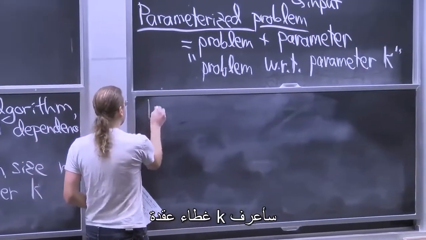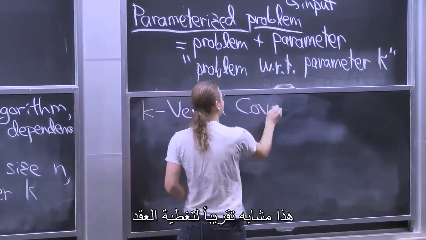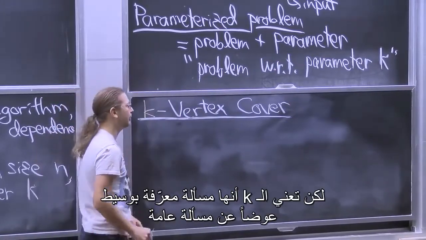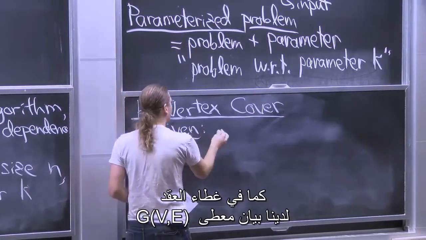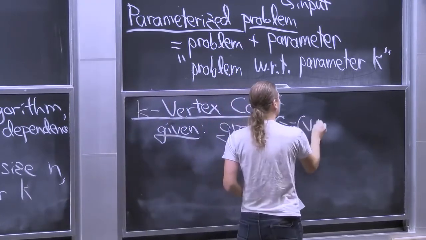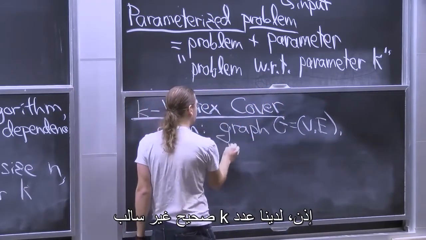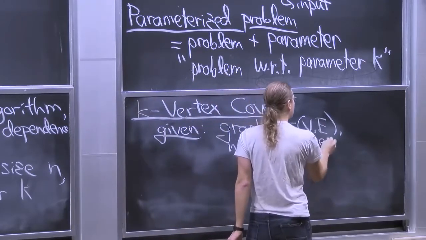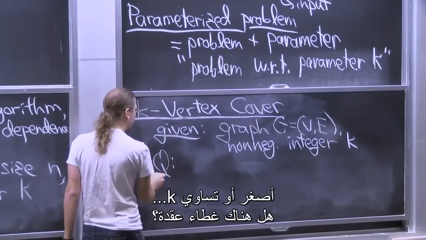All right, so I'm going to define k vertex cover. This is almost the same as vertex cover. It just has a k in front. But the k means that it's a parameterized problem instead of just a general problem. So as in vertex cover, we're given a graph G. And I'm going to think of the decision version of vertex cover. So we're given a non-negative integer k. And we want to know, is there a vertex cover of size less than or equal to k?